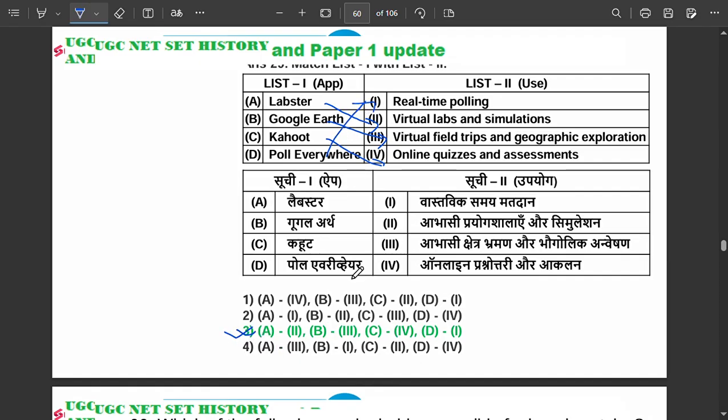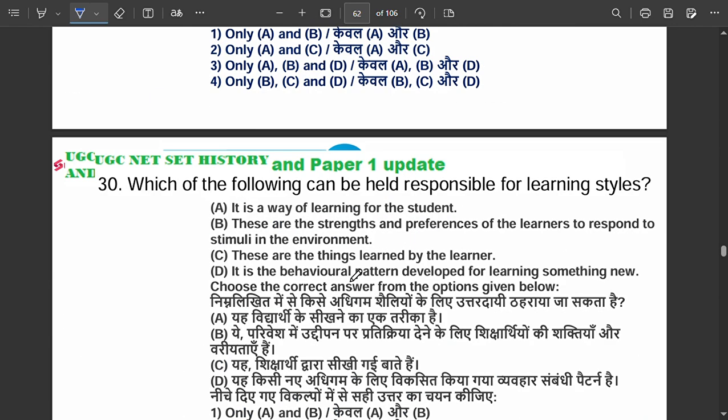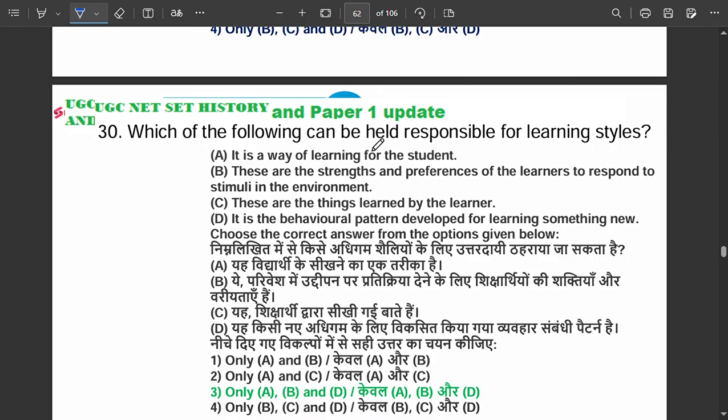Next, question number 30. Which of the following can be responsible for the learning style?